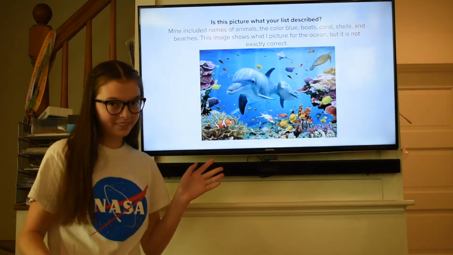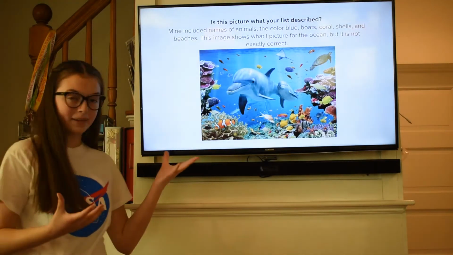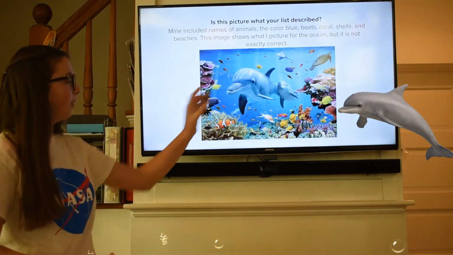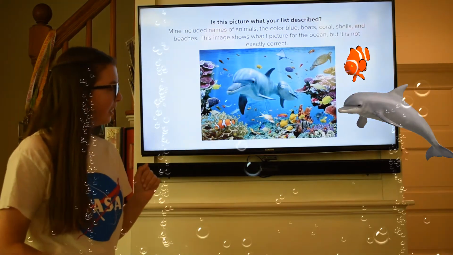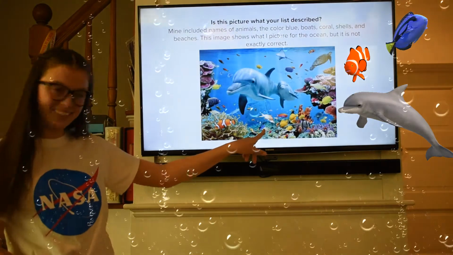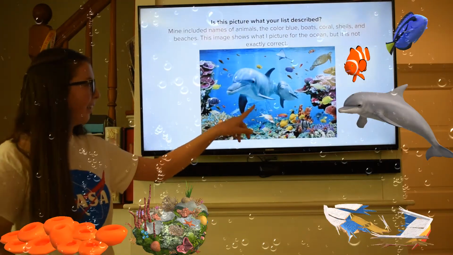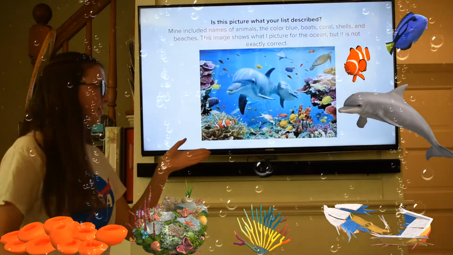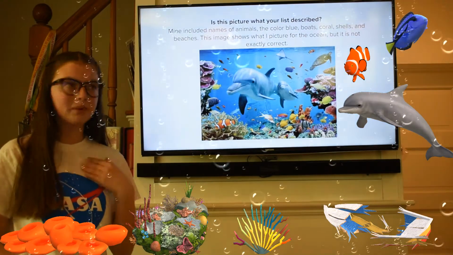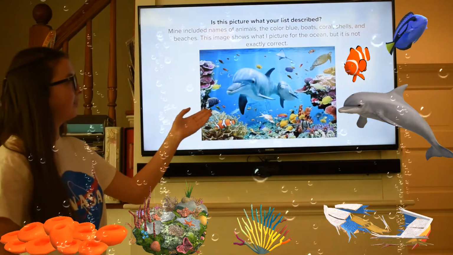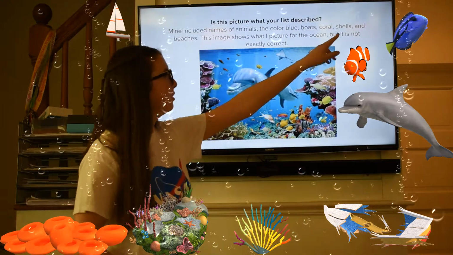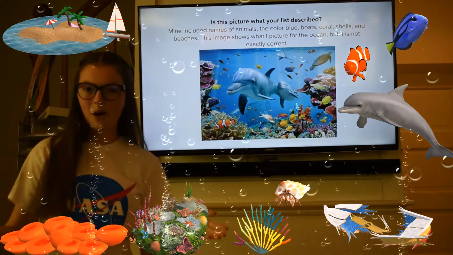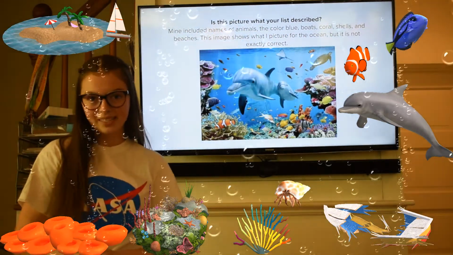So this is a picture that I found that definitely is what I pictured in my mind. There's some dolphins, there's a little Nemo fish here, and I think Dory's right there too. Definitely a shipwreck in the background and some coral. So this is a nice thriving ocean. Definitely what I think of, and of course coral, blue, boats, shells, beaches, all great words to describe ocean. So maybe that's some of what you wrote down.